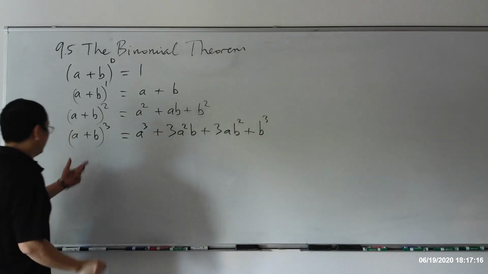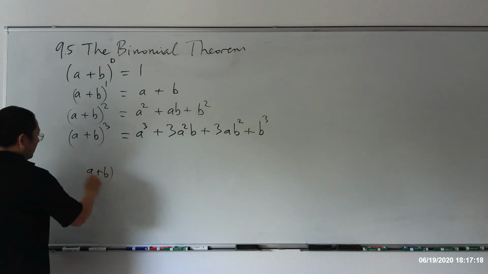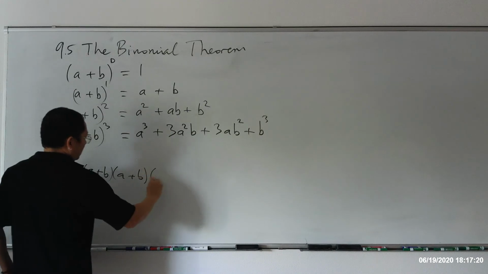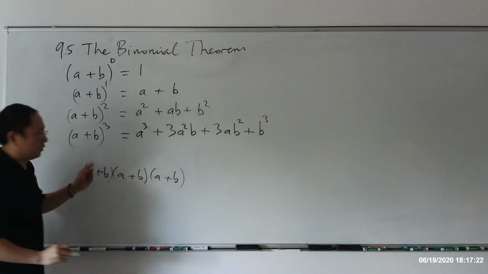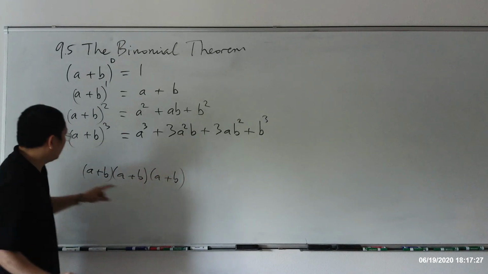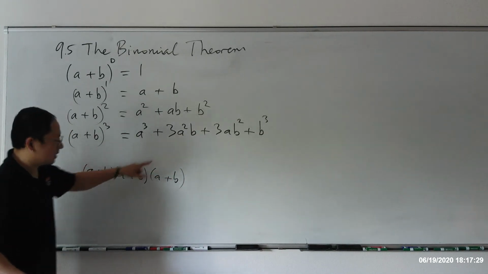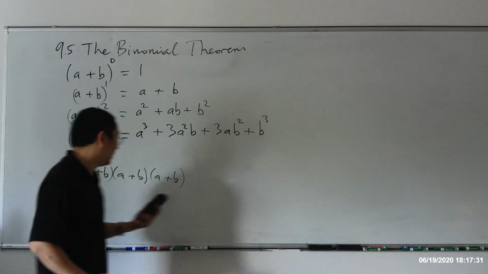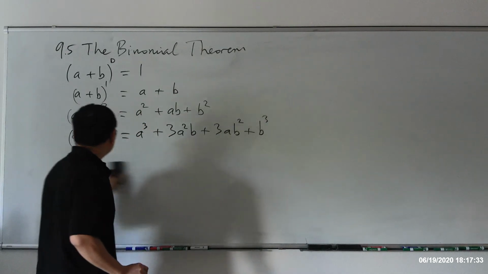How do I know this? Because I do this: a plus b times a plus b times a plus b, and then really all I have to do is multiply. A times a times a, a times a times b, a times b times a, and so forth and so on. Multiply them all out, and I have the answer.